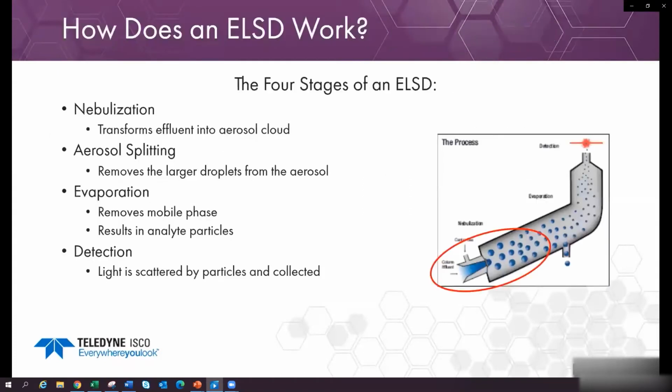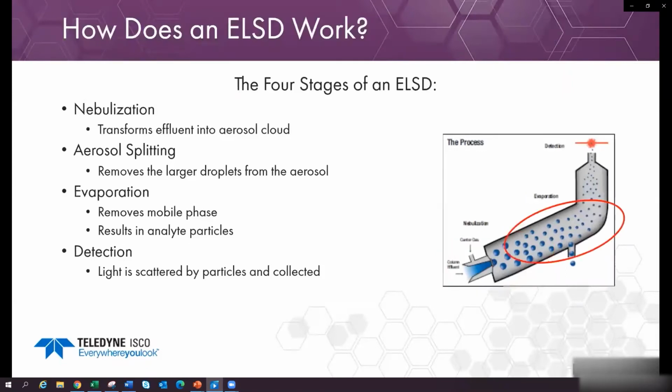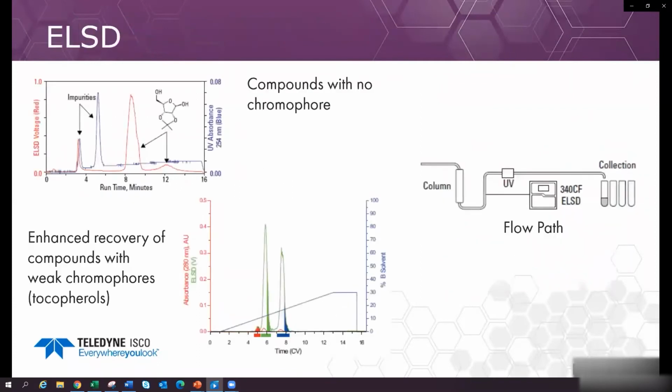For the ELSD to work, a portion of the column effluent is nebulized. The large droplets are removed because they won't evaporate quickly. The solvent is evaporated, and the particles that are remaining are detected via scattered light. Compounds with no absorbance can be detected, such as sugar compounds. Also, compounds whose absorbance overlaps the solvent absorbance, and compounds with weak absorbance, such as tocopherols, have increased recovery with ELSD because we see more of the peak.